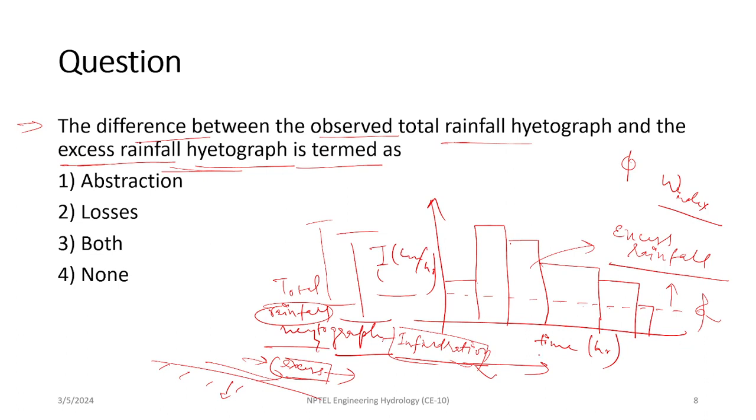Now you can see that this question is asking about the difference between the observed total rainfall hydrograph and the excess rainfall. This is the excess part and this is the total part. So what it is asking about is this area, the part below the dashed line. Got it?